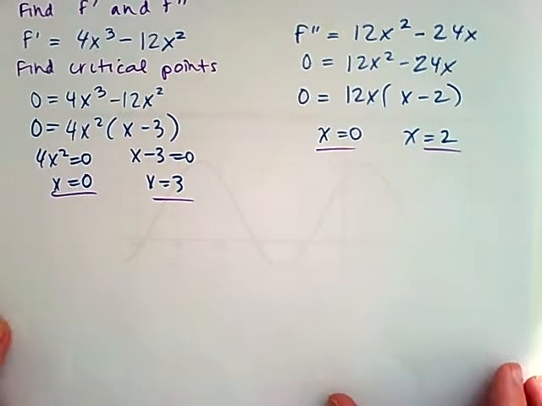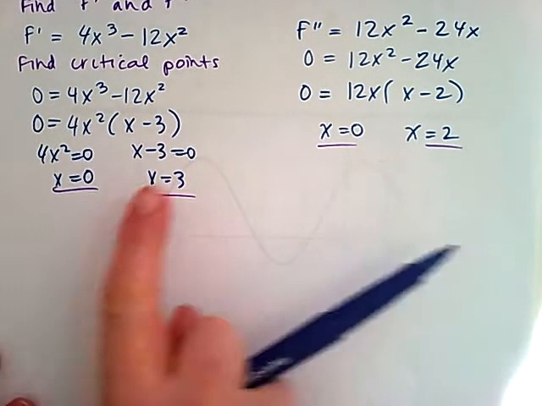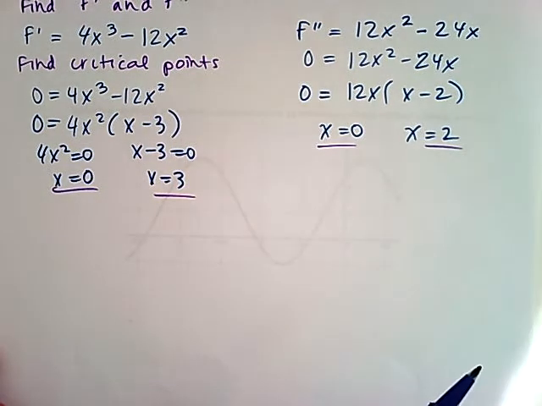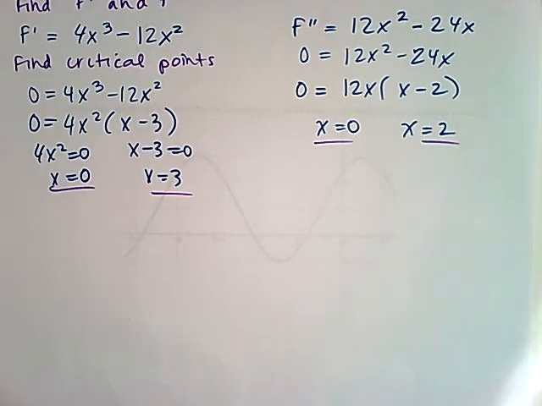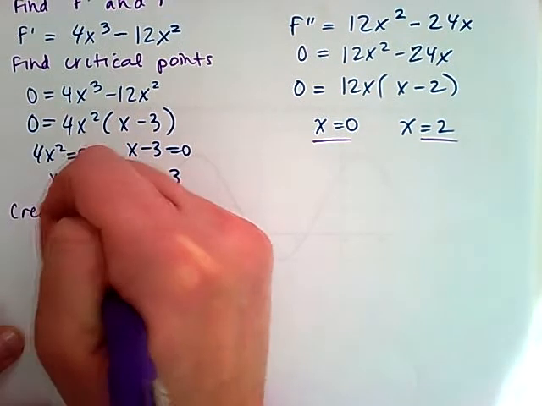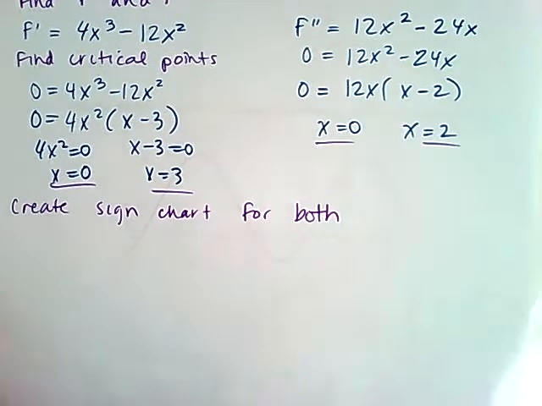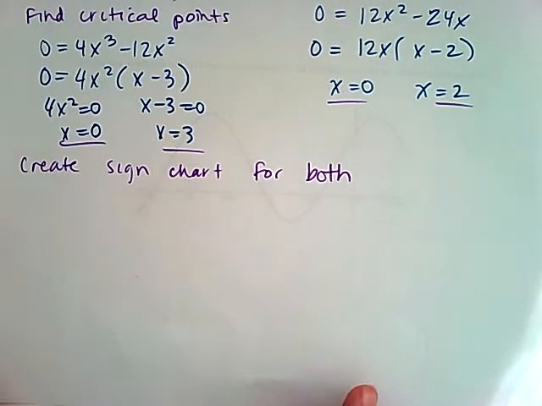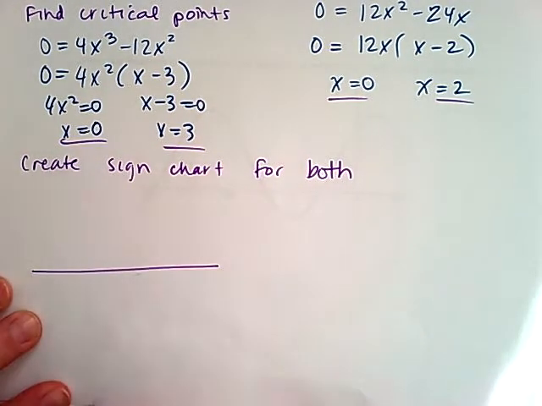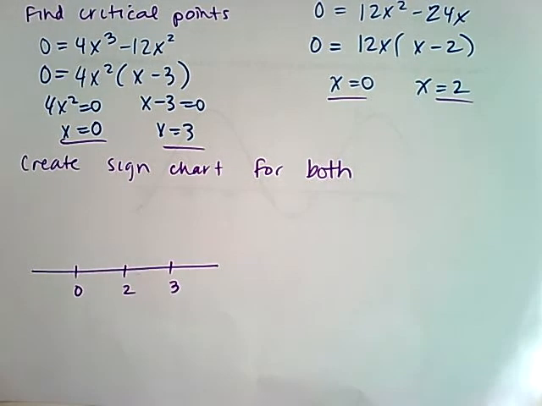This is something we have done in the past, where we put both the first and second derivative tests on the same signed number line. So the next step is to create that number line or sign chart, however you want to call it. I'm going to put all of the critical points from both the first and second derivative tests on the same number line. So I'm going to have 0, 2, and 3.